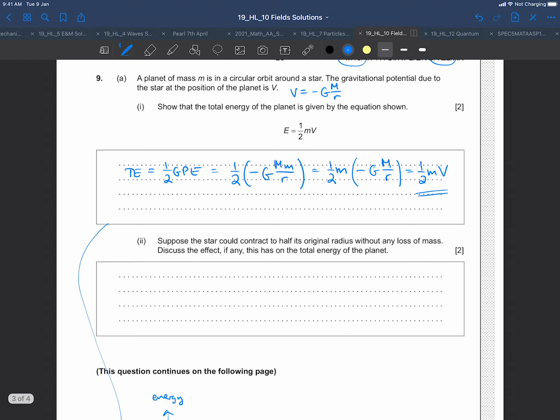Suppose the star were to contract to half its original radius without any loss of mass. Discuss the effect, if any, this has on the total energy. So it won't have any effect, right? Because the potential only depends on the mass and the distance to the center of the mass. So if there's no loss of mass, we have the same gravitational field, and the planet is at the same position as it always was, so there's not going to be any change. So we can write: would not change anything.